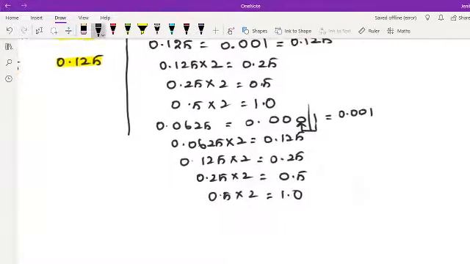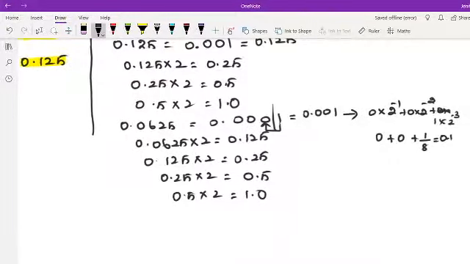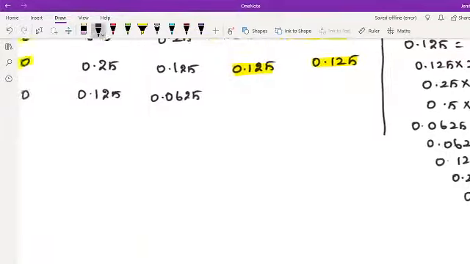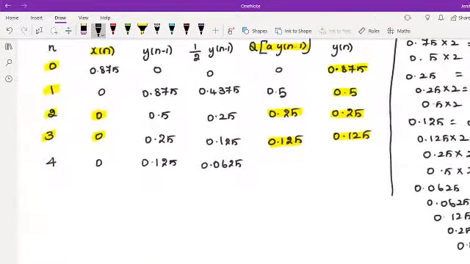Now I need to convert this into decimal. So 0 into 2 power minus 1 plus 0 into 2 power minus 2 plus, I'm sorry, the third value is 1, so 1 into 2 power minus 3. So this is 0 plus 1 by 8, that is equal to 0.125. So 0.0625 was quantized to 0.125. Now after quantization, we have got the value 0.125. Now I'm going to add this x of n with the quantized value. So I have got this answer as 0.125.